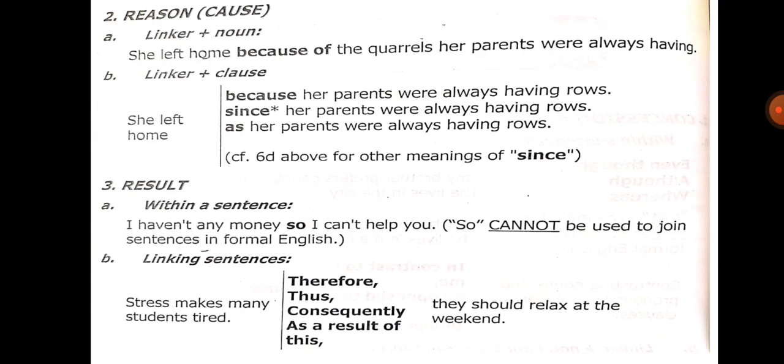Number 2, we have reason or cause. The first type, linker plus noun. She left home because of the quarrels her parents were always having. The second type, linker plus clause. She left home because her parents were always having rows. Or since her parents were always having rows, or we can also use as her parents were always having rows.